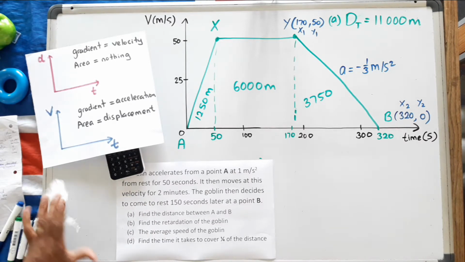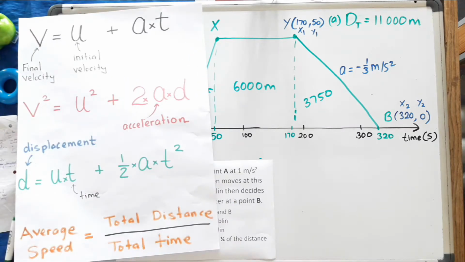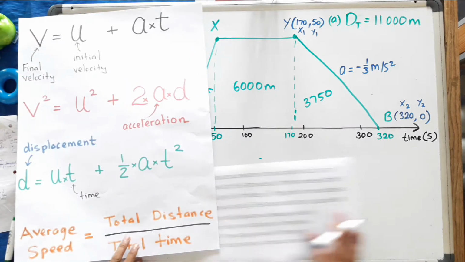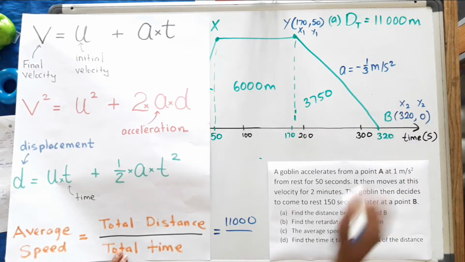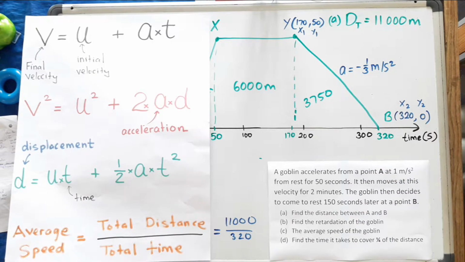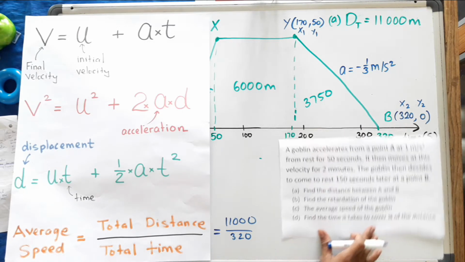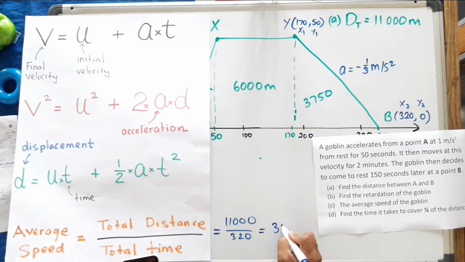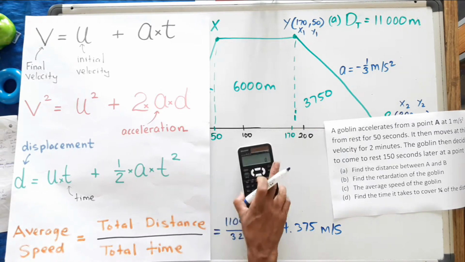Part C, the average speed. Well, this is going to be really easy. Average speed is total distance over total time. Total distance is 11,000. Total time is 320 seconds. Let's just divide that. 11,000 divided by 320, we got 34.375 meters per second. That's the average speed of the goblin.